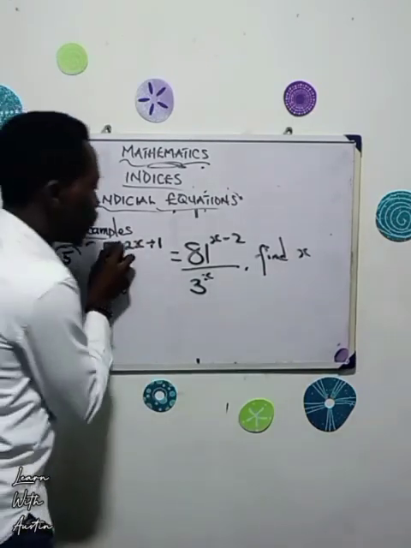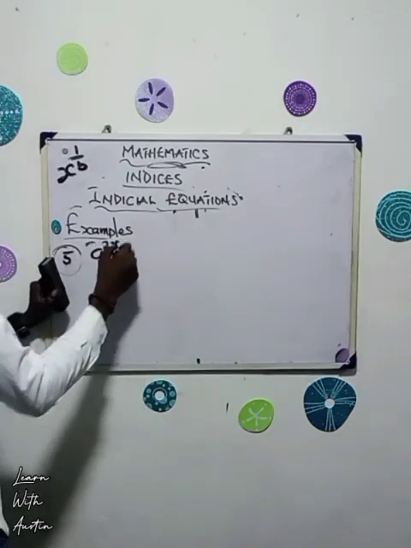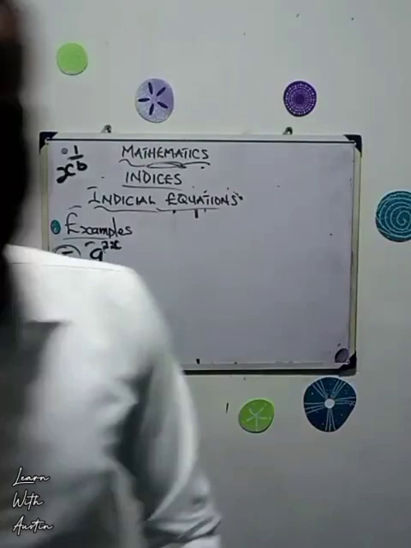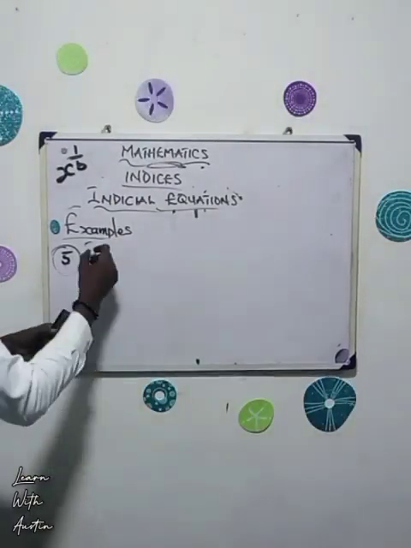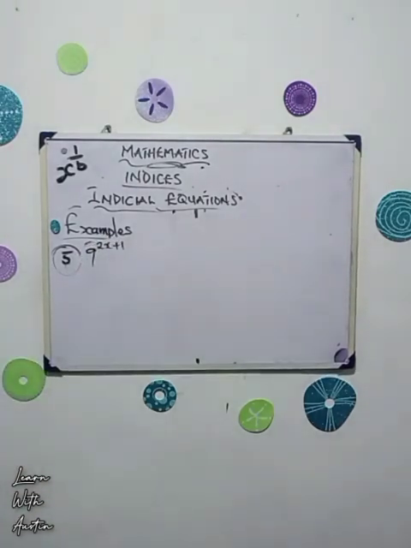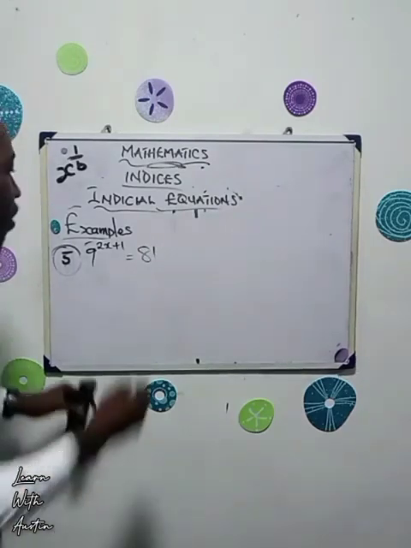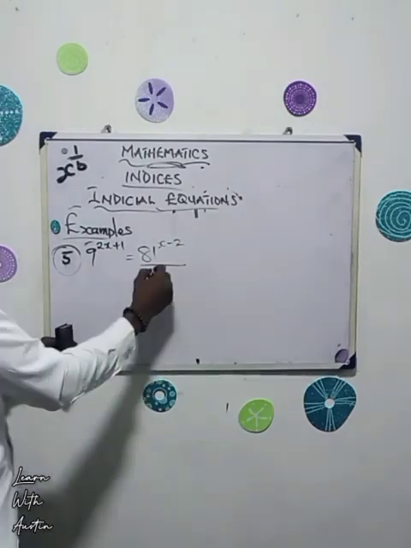So 9 raised to the power of 2x plus 1 equals 81 raised to the power of x minus 2 over 3 raised to the power of x.